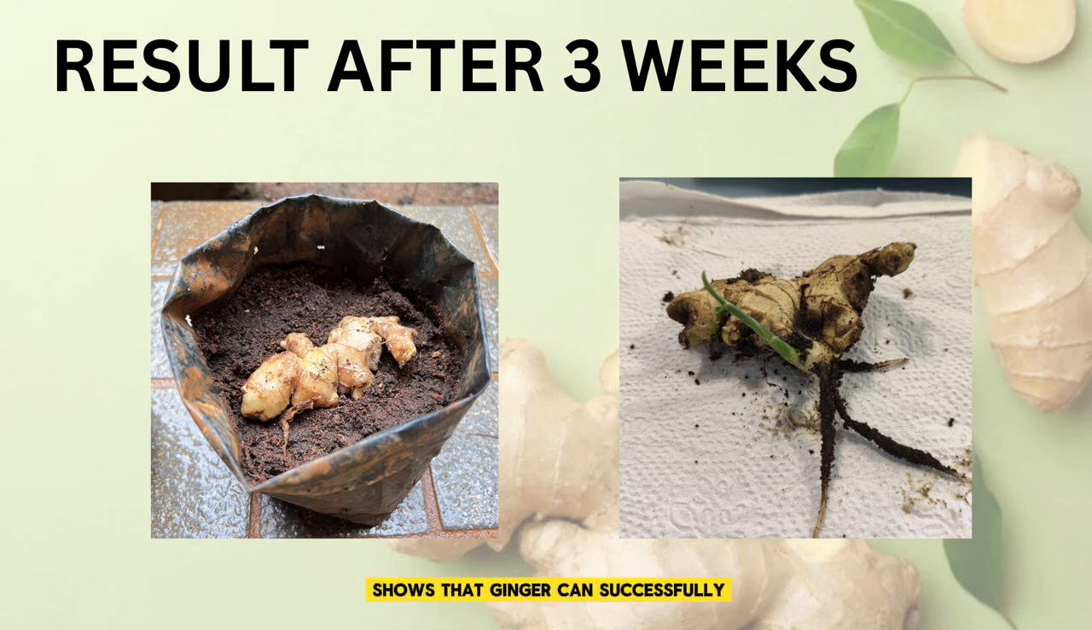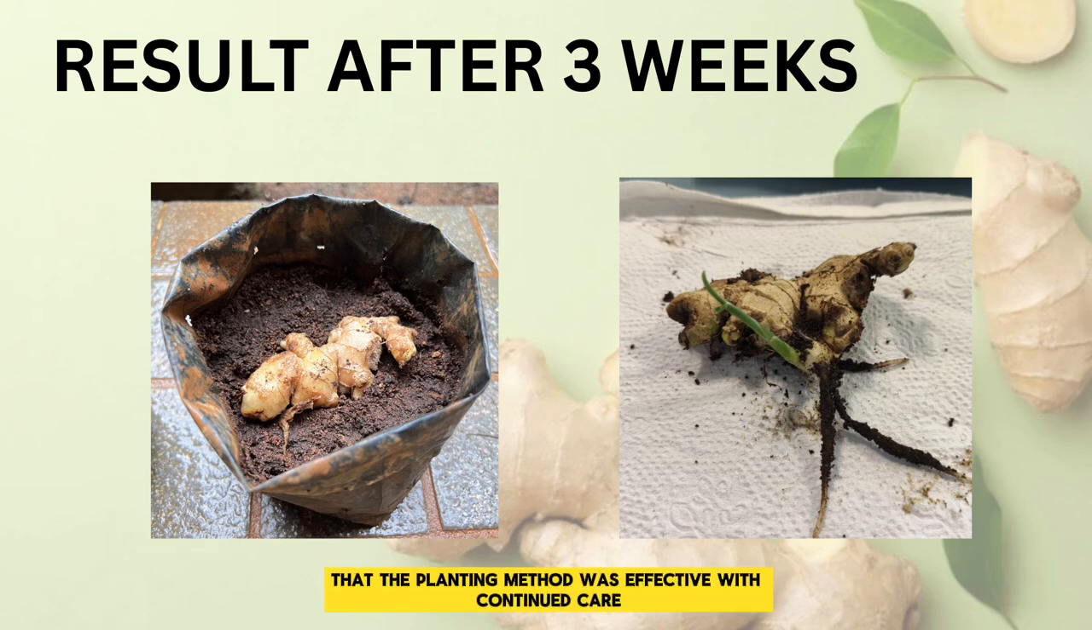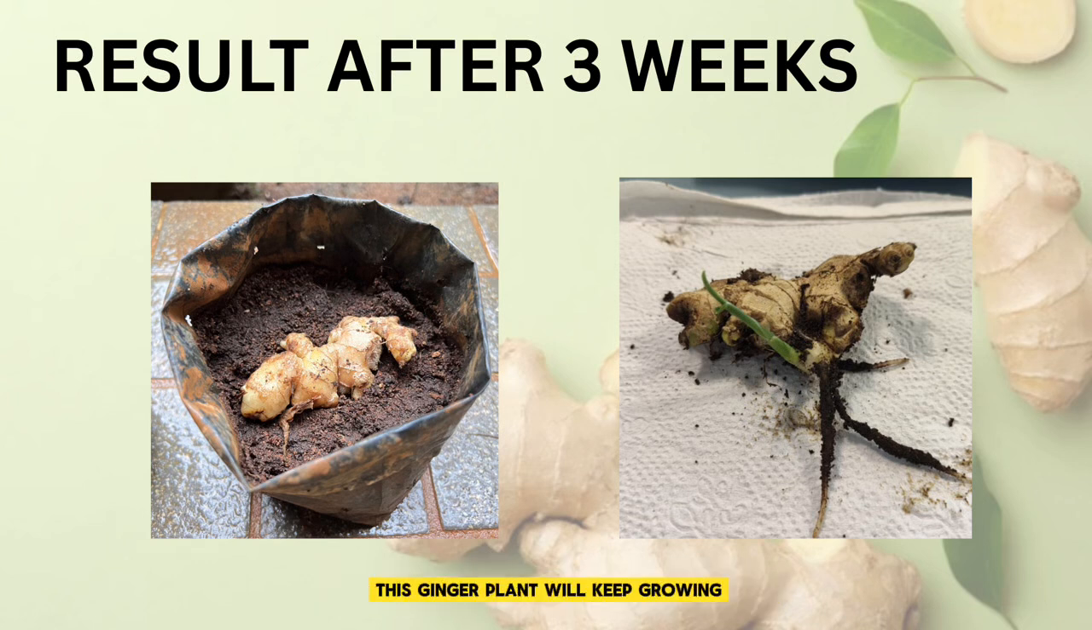This shows that ginger can successfully grow through vegetative propagation. The appearance of roots and shoots indicates healthy growth and confirms that the planting method was effective. With continued care, this ginger plant will keep growing and eventually produce new rhizomes.